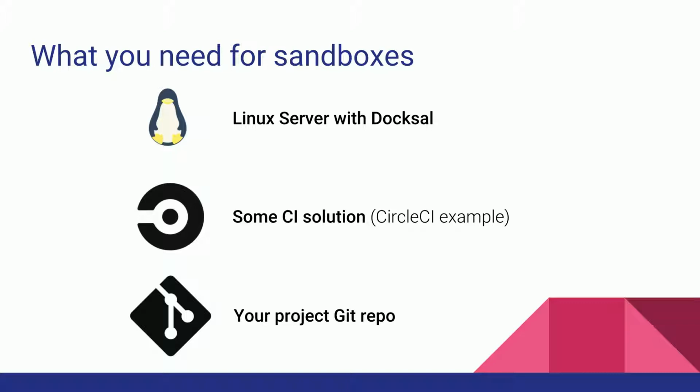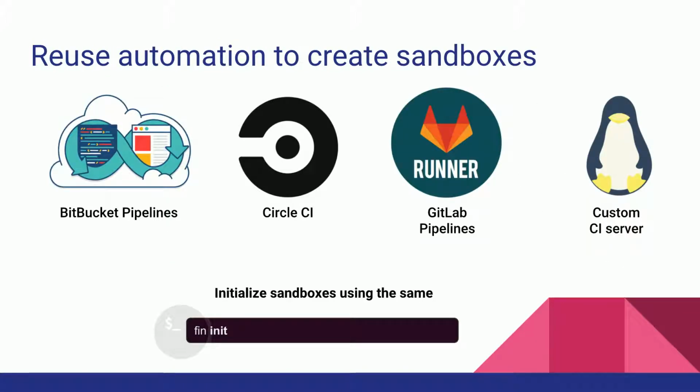As for CI, I just take CircleCI as an example here because it's pretty neat. In your Git repo, of course, and there are some requirements that you need for each of those parts. And for CI, if we go back, these are CIs that Docksal currently supports.